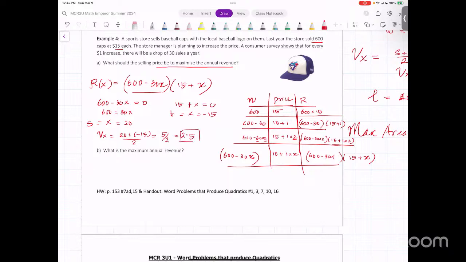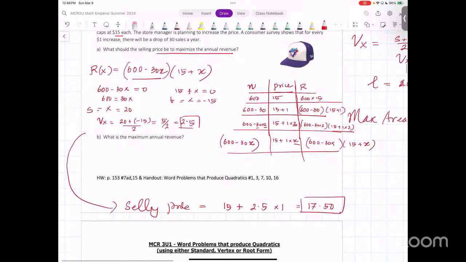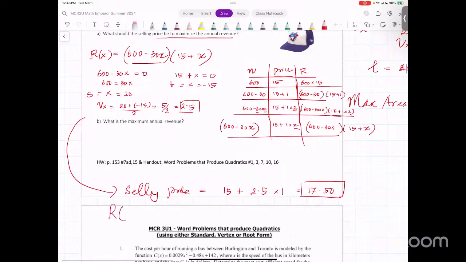So what should be the selling price? So the selling price is 15 plus 2.5 times 1, because x is 2.5, which is $17.50, isn't it? Make sense? So how do I find my revenue?